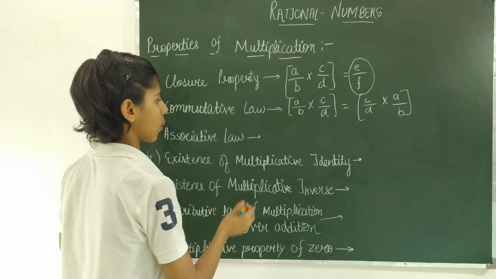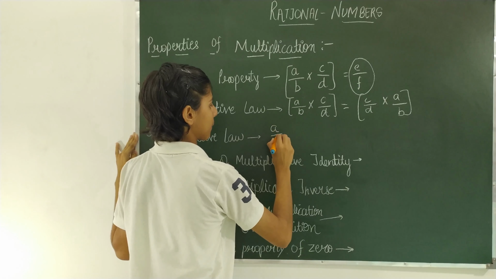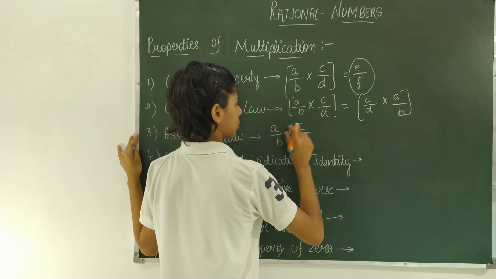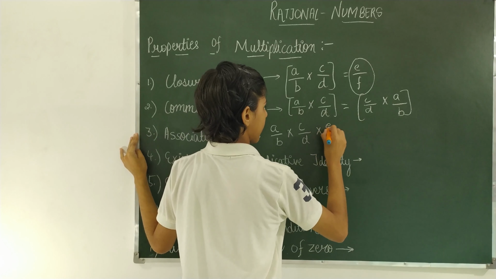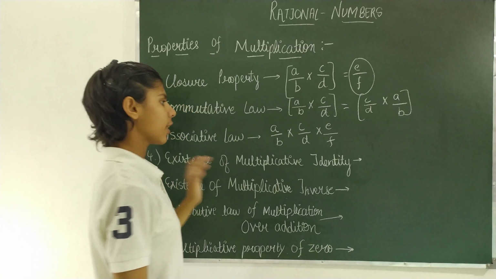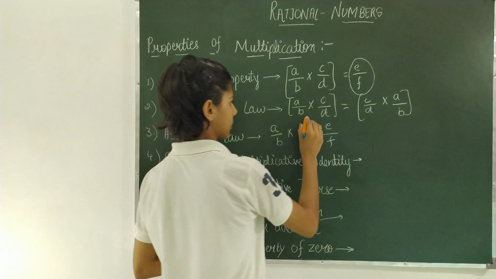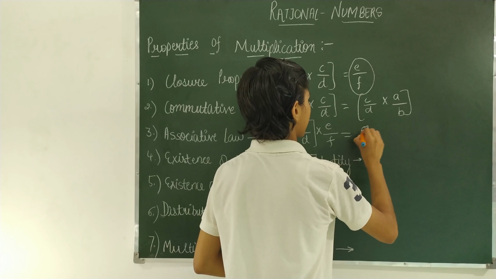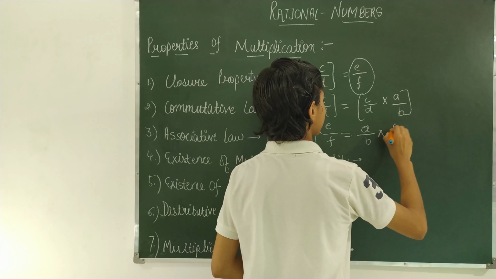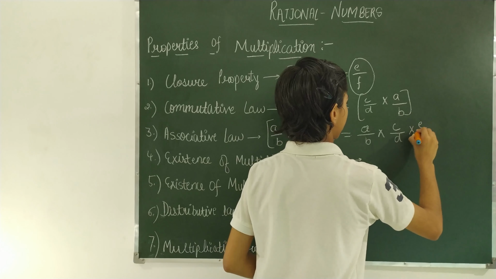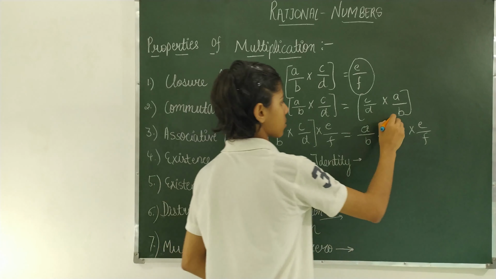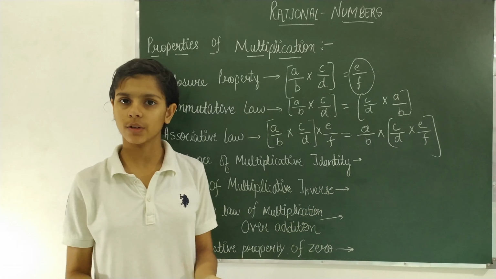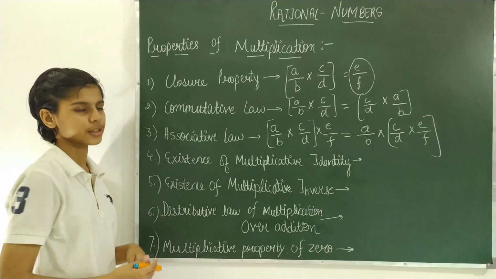Next is associative law. Any three rational numbers, for example a by b into c by d into e by f, and if I put any two of them in brackets, for example this one, it can also be represented as a by b into c by d into e by f with the other two in brackets. I can put these also in brackets. Means brackets can be placed anywhere, the answer will remain same. This is known as associative law.